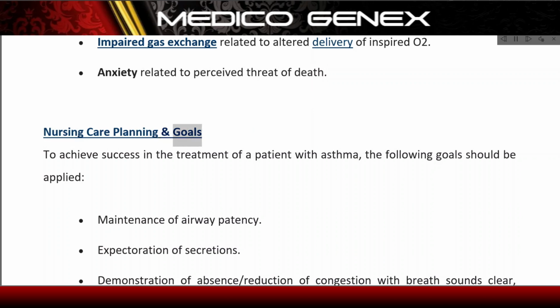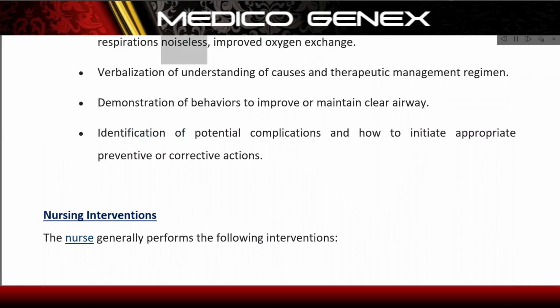Nursing care planning and goals. To achieve success in the treatment of a patient with asthma, the following goals should be applied. Maintenance of airway patency. Expectoration of secretions. Demonstration of absence, reduction of congestion with breath sounds clear, respirations noiseless, improved oxygen exchange.